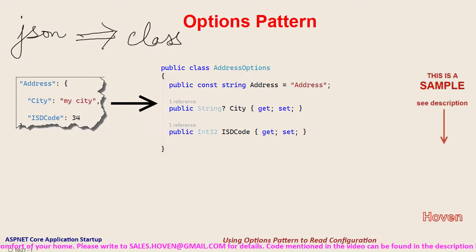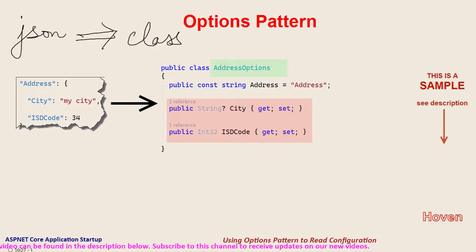It is usually suffixed with options for readability, so we have named it address options. It contains two public properties corresponding to the two properties of the address section. Notice that we have added a constant string to hold the name of the address section so that we do not have to type it again and again.